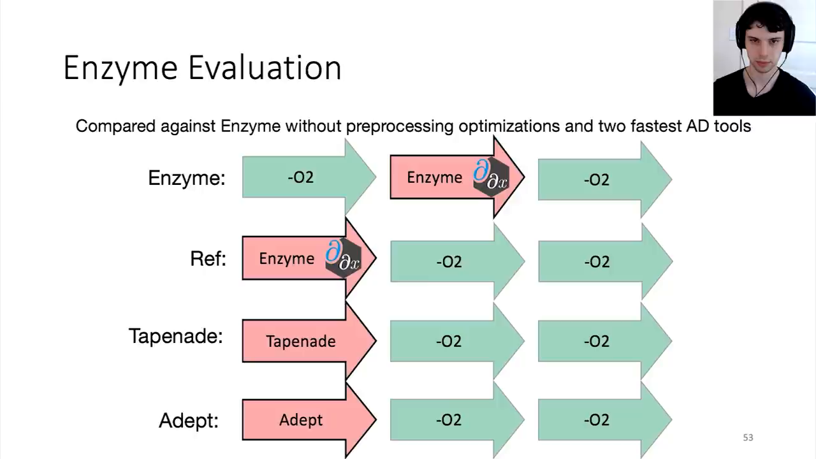So let's now evaluate how compiler AD, in particular Enzyme, stacks up against the two fastest AD tools. These are the ones we talked about earlier. We have the fastest source rewriting AD tool, Tapenade, which remember only works on C code, not C++ code. And we have Adept, the fastest operator overloading tool.